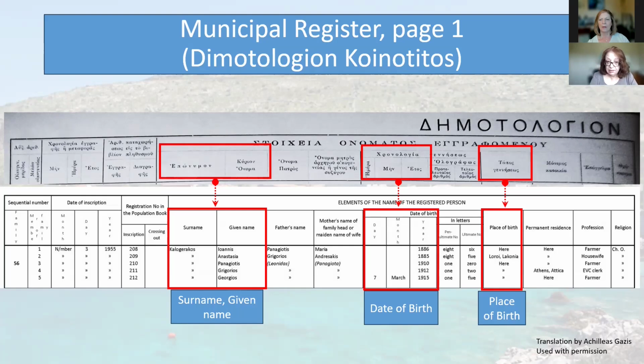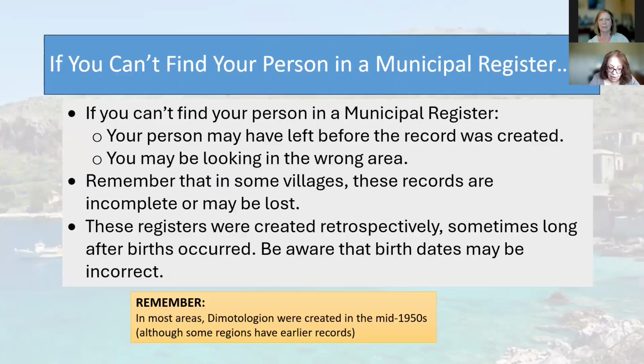Many thanks to Achilles Gazas, our HGG member here, who translated the column headings and gave us permission to use this chart. If you can't find your person in a municipal register, your person may have left before the record was created. You may be looking in the wrong area. Remember that in some villages, these records are incomplete and may be lost.